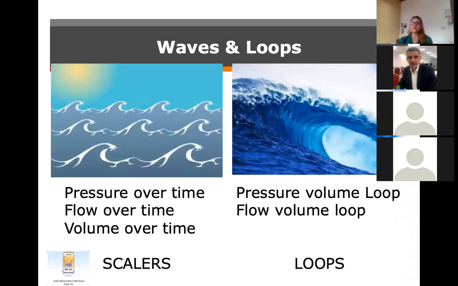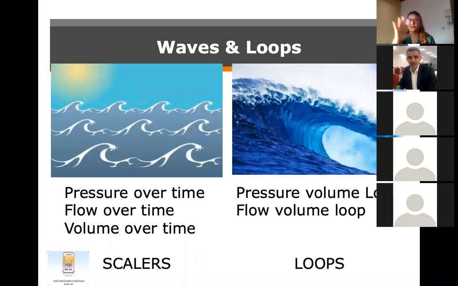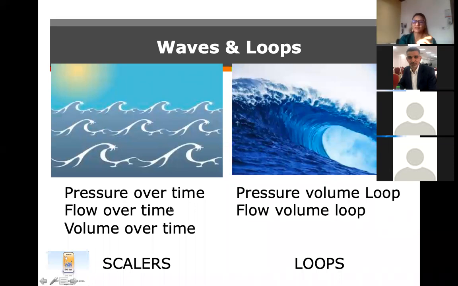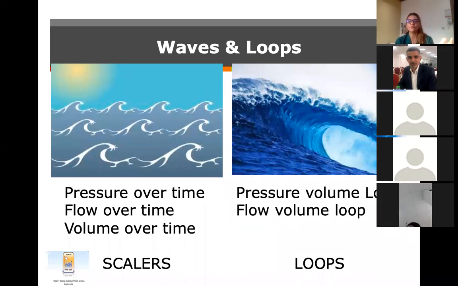So what we see on our graphs in the ventilator monitor are 2 things: the waves and the loops. The waves show something over time. So it is either pressure over time, flow over time, or volume over time. That's like a scalar. And when they are plotted against each other, like pressure over volume or flow over volume, they form a loop. So those are the loops. We'll talk about them one by one.